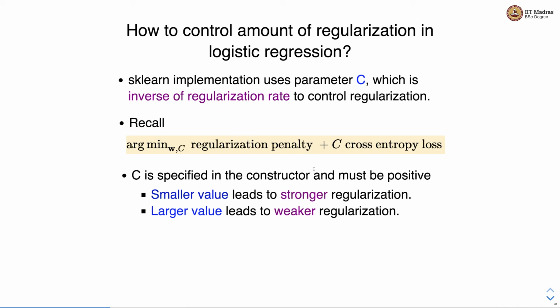The value of C is specified in the constructor and it must be positive. The smaller value of C leads to stronger regularization, whereas larger value of C leads to weaker regularization. And remember that C is the inverse of regularization rate. That's why a small value means stronger regularization and a large value means weaker regularization.